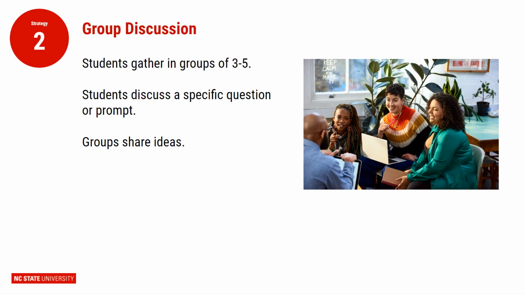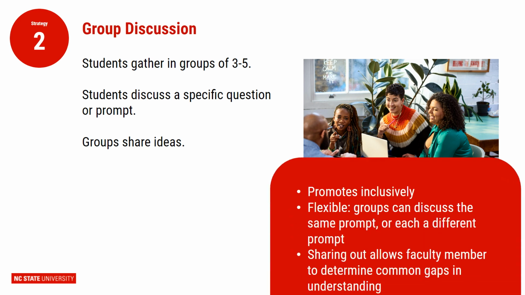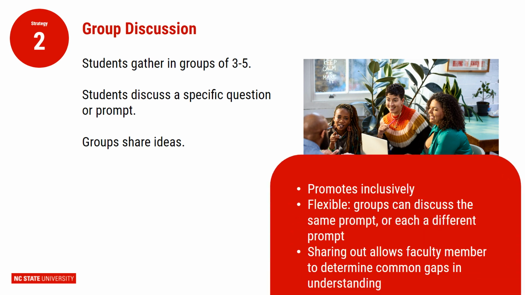Small group discussion works best in classrooms where students are at tables or where seating is flexible. Students gather in small groups, usually of 3 to 5, and discuss a specific prompt provided by the instructor. Groups then share out the ideas to the class. Like Think, Pair, Share, this activity promotes inclusivity because students who are hesitant to speak out to the entire class are often more comfortable testing ideas in the small peer group.